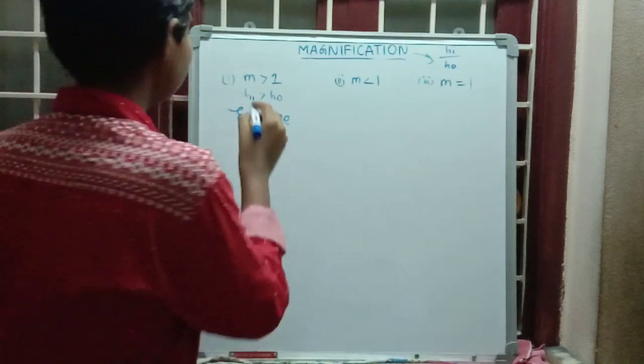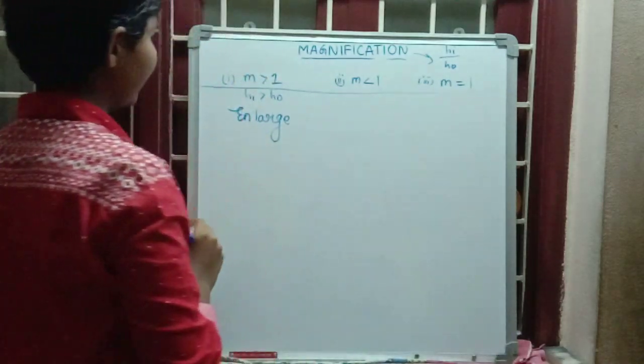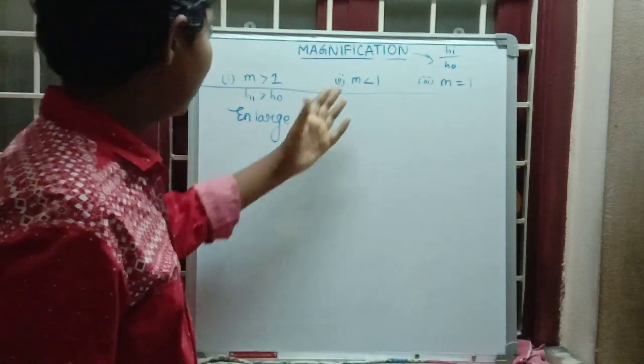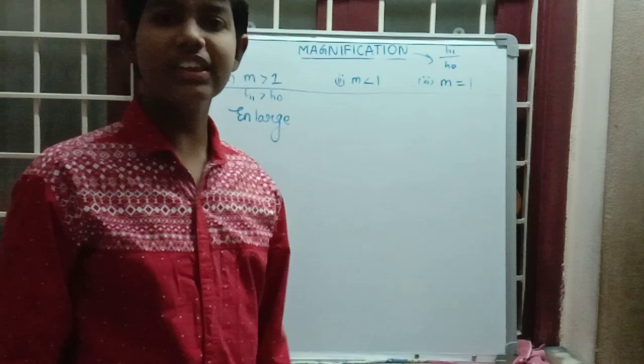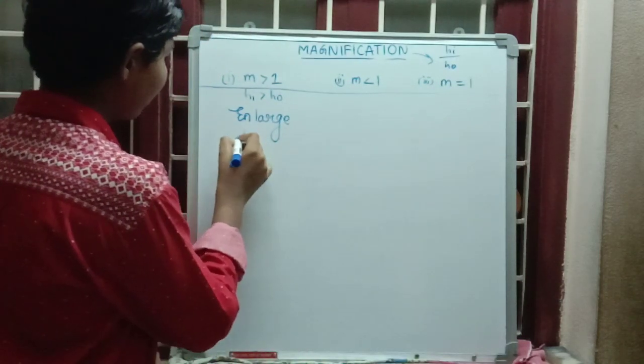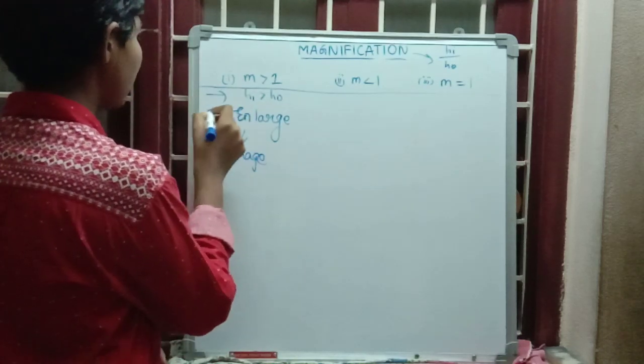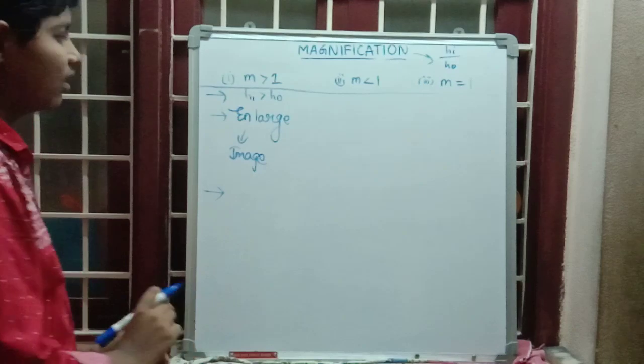M greater than 1 indicates enlarge. Greater means enlarge. Here lesser means diminish. Equal to means same size. We will write: enlarge, we are giving preference to image. Three points we are getting. First one, second one, now the third one we are discussing.